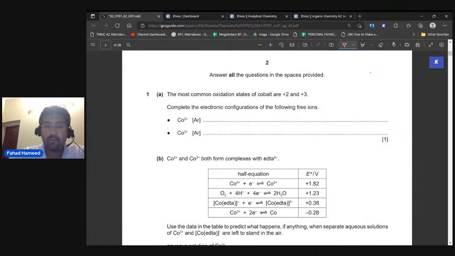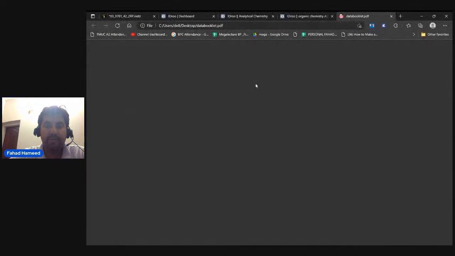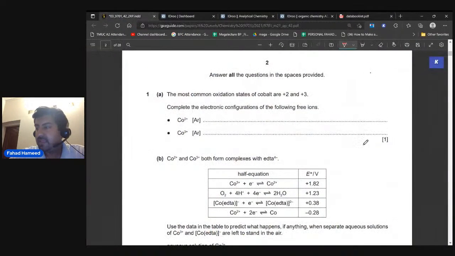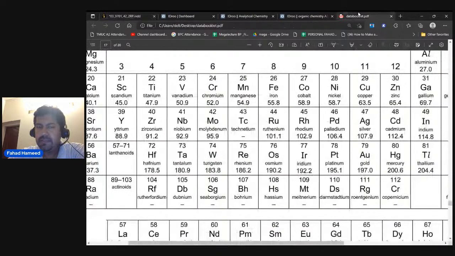सबसे पहले तो वो कह रहे हैं कि cobalt, write down the electronic configuration of cobalt 2 plus and cobalt 3 plus. So I would have to open the data booklet now. So let me just open the data booklet and see कहाँ पे. अच्छा, so let's open the data booklet. Cobalt over here.